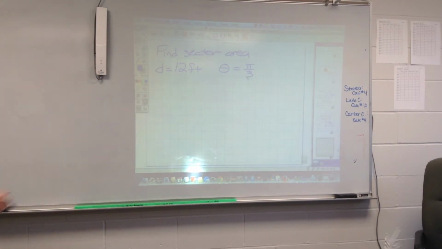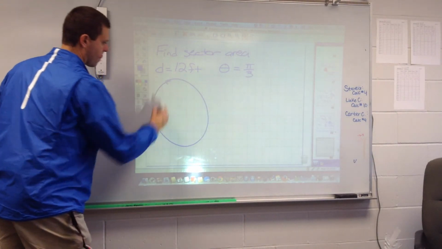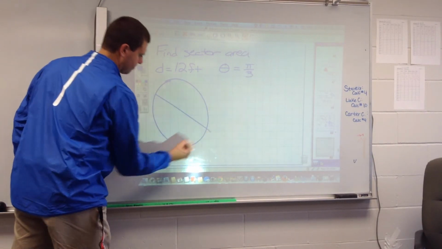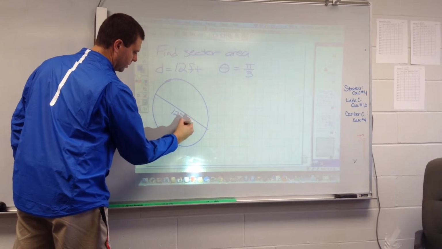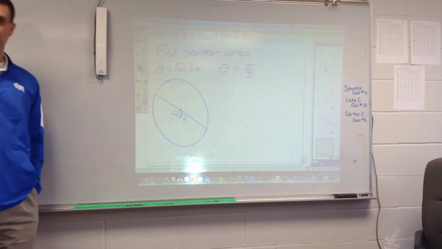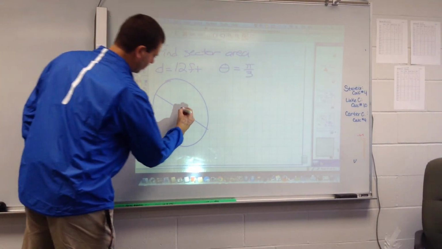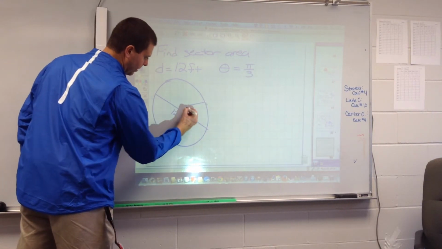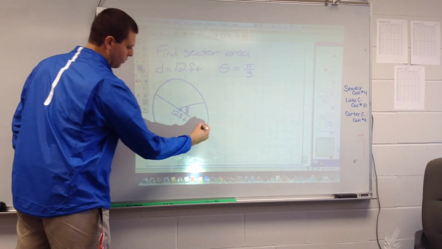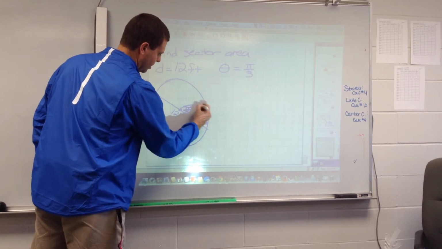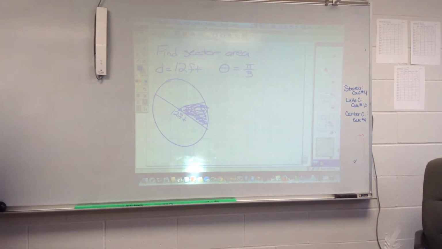Well, visually, what does that mean? It's 12 feet across. So the radius is only 6. Our central angle is pi over 3. That's about how big, or exactly how big? 60. 60 degrees. So you're working with something about right like that. And we want to find the area of that sector. That's what we're trying to do. Okay?